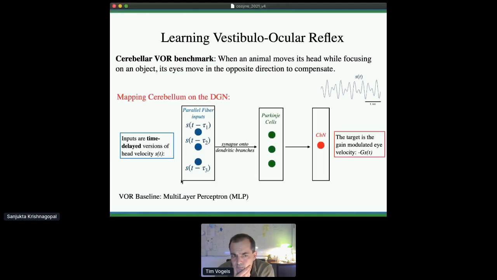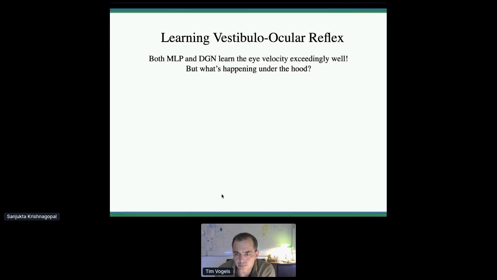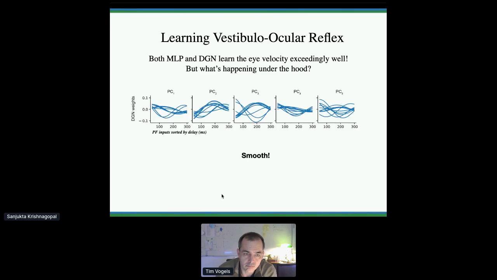And as a baseline, we use an MLP, which is the only baseline for a two-layer cerebellum task. So it seems pretty reasonable to use this. All right, so this is a pretty cool task from a machine learning perspective. And both MLP and DGN do it well. But if you look under the hood, here I'm plotting 5 different Purkinje cells, so 5 different hidden neurons. And I'm going to zoom into one of them.